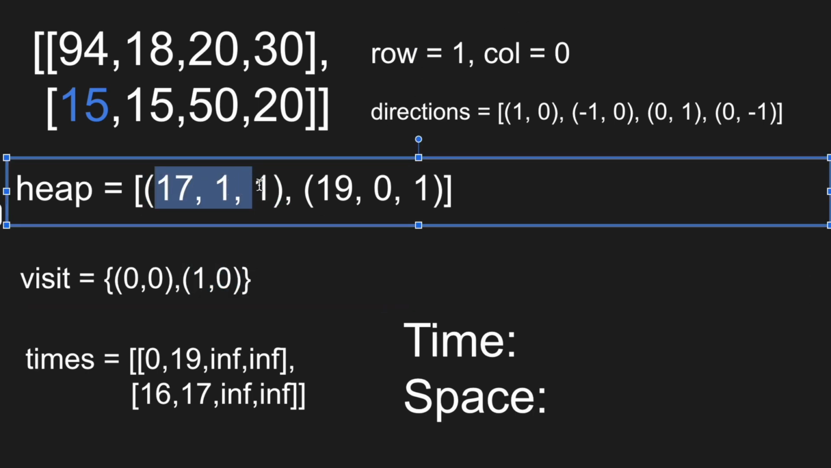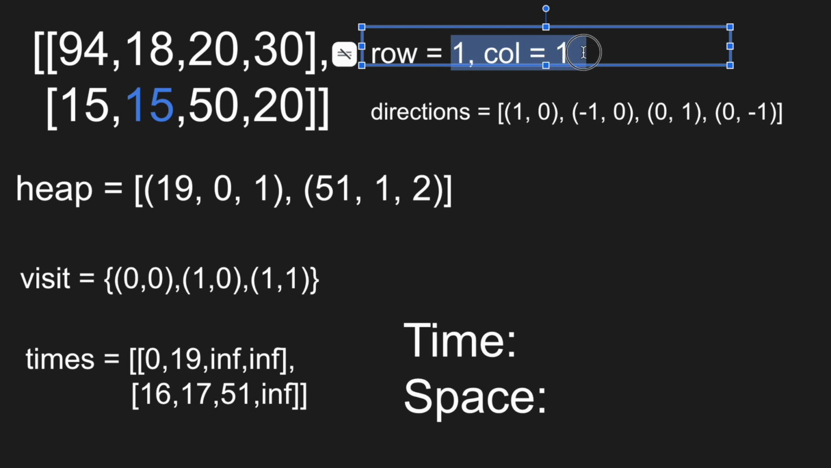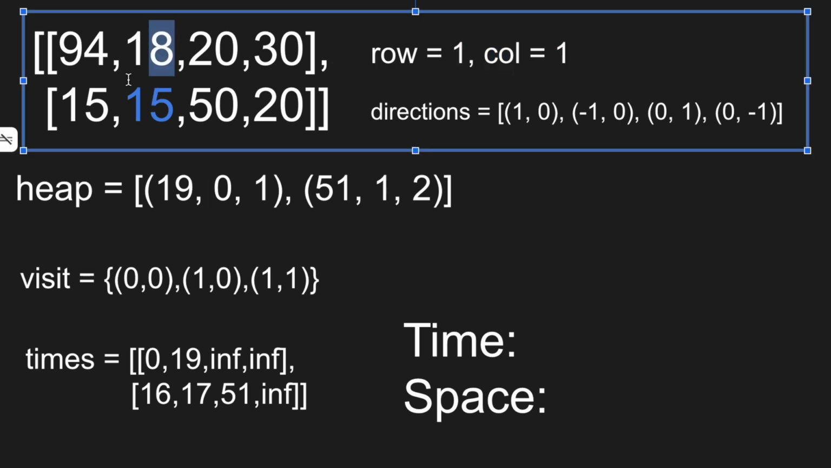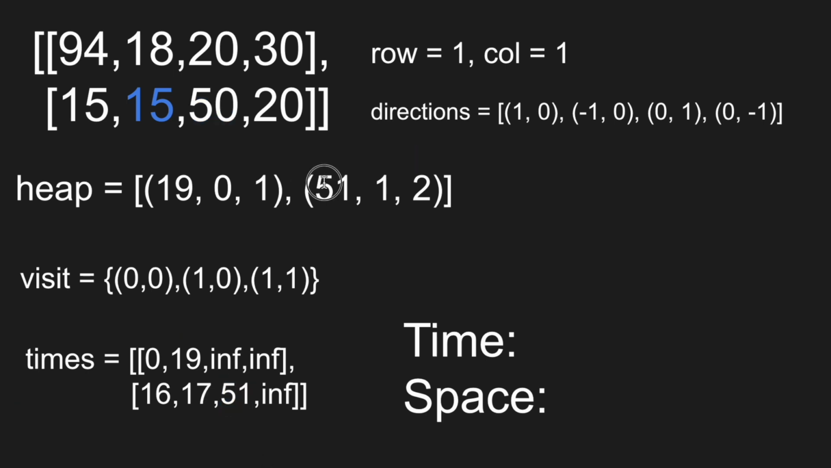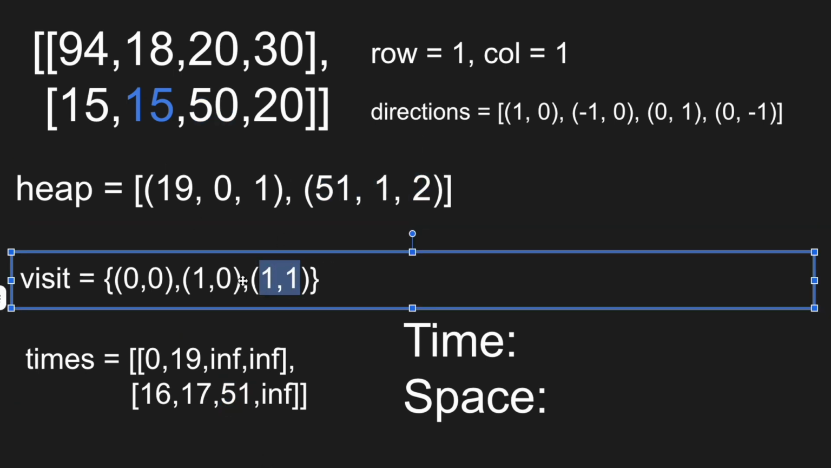So now we will pop this from the heap, and that is at row 1, column 1. And then we see that this has been visited, this has been visited. There's nothing here, but this will take 51 seconds. So we update that here and add it to the heap. And then we also need to add this to the visit.